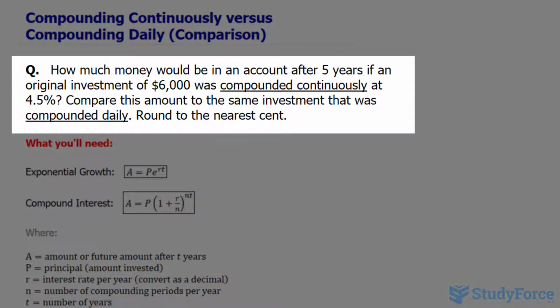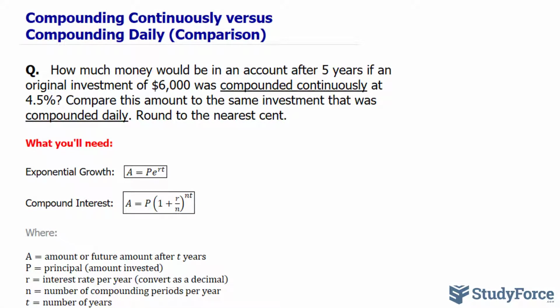Let's read the question. How much money would be in an account after 5 years if an original investment of $6,000 was compounded continuously at 4.5%? Compare this amount to the same investment that was compounded daily, round to the nearest cent. To find out exponential growth using the base e, we use the following formula. And the variables for this formula are explained underneath.